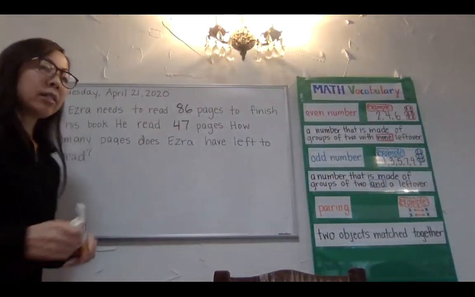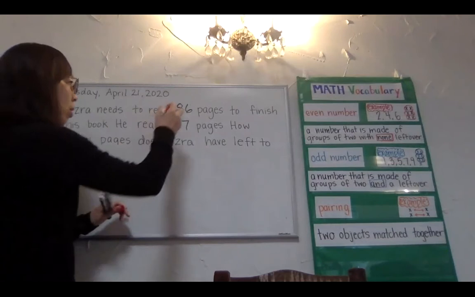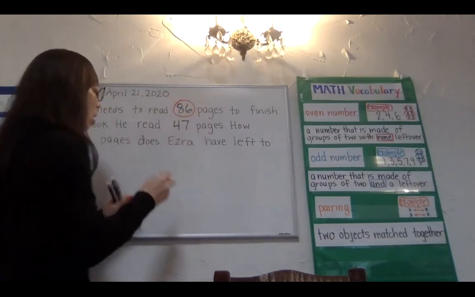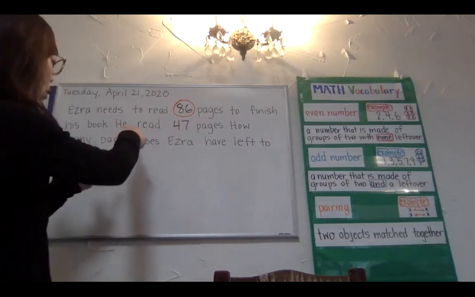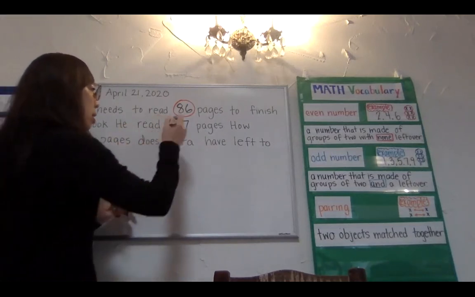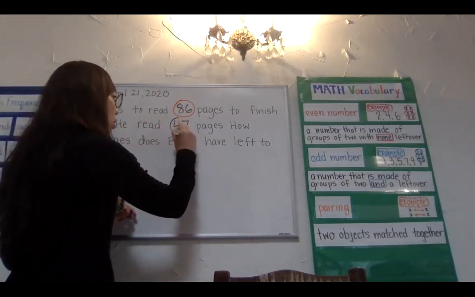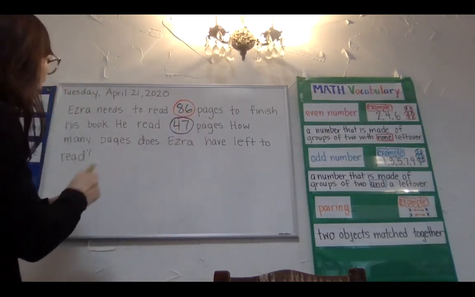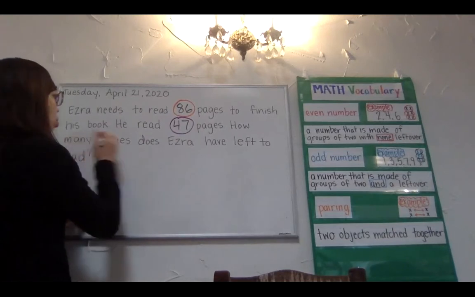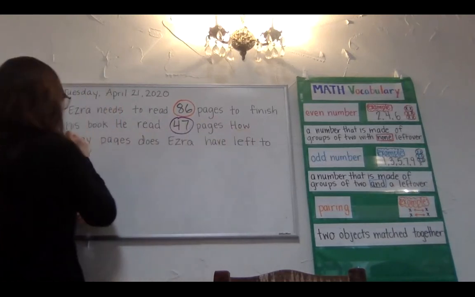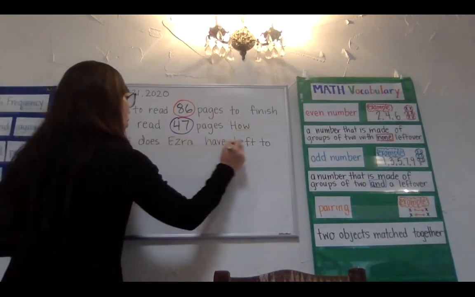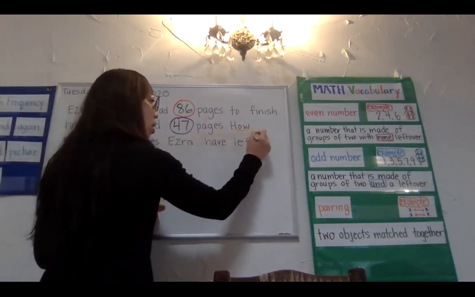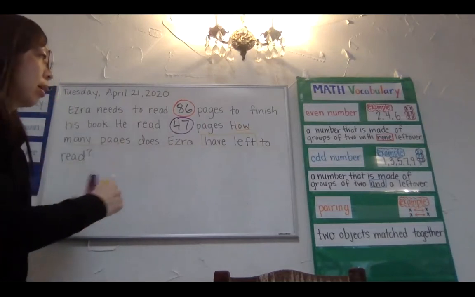All right, I see that he has to read 86 pages. But he already read 47 pages. Now I need to know, how many pages does Ezra have left? That have left, that tells me I'm going to find a difference. So let's jump into what that's going to look like.